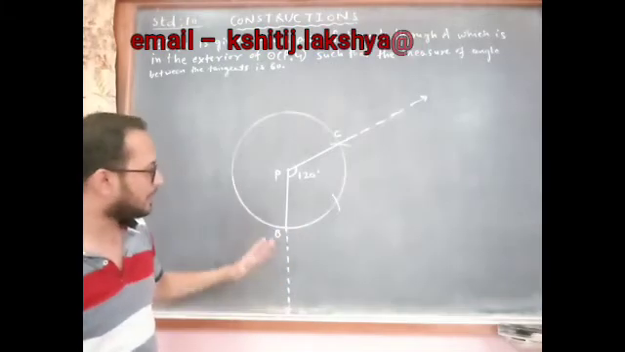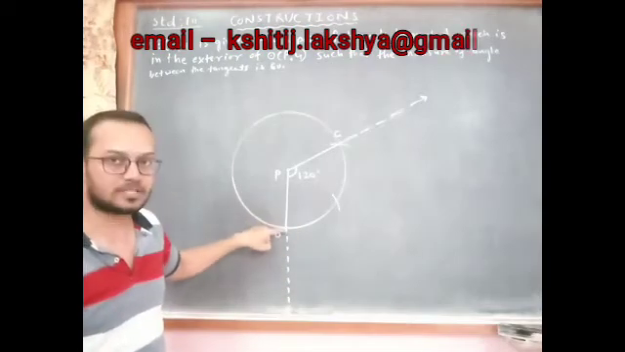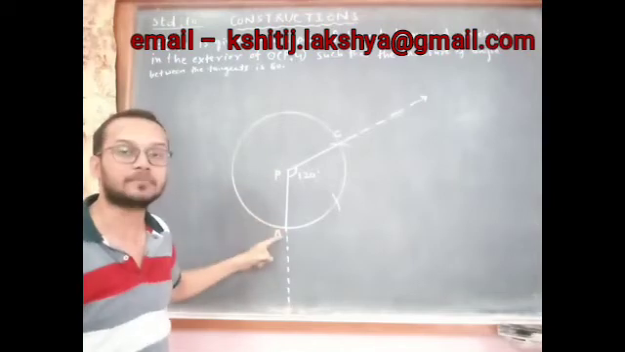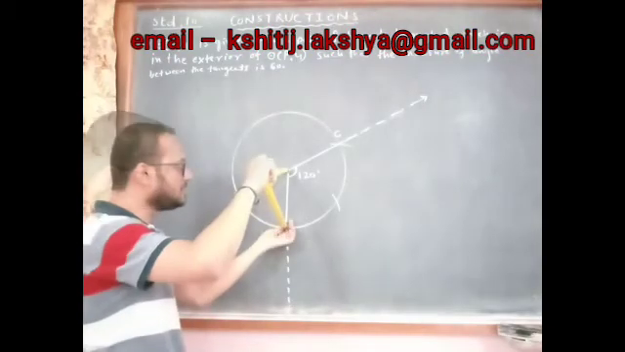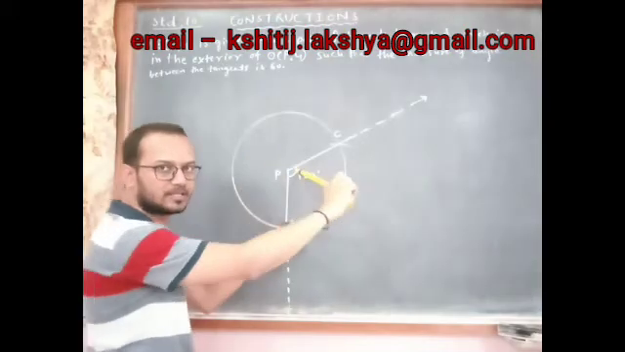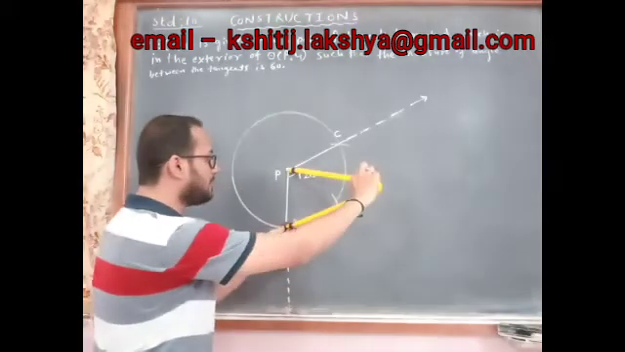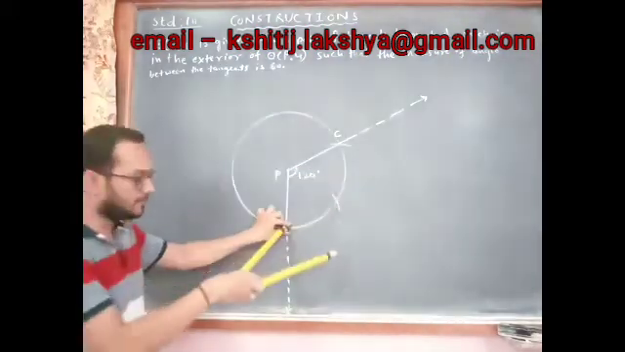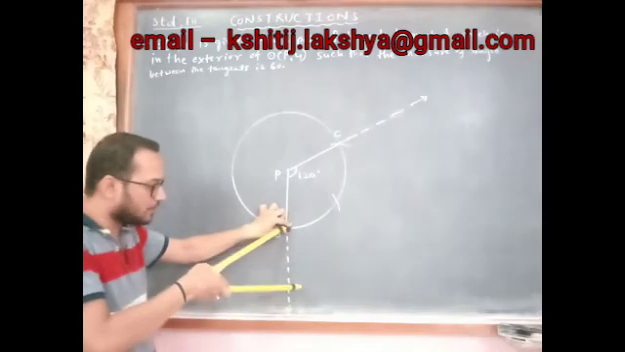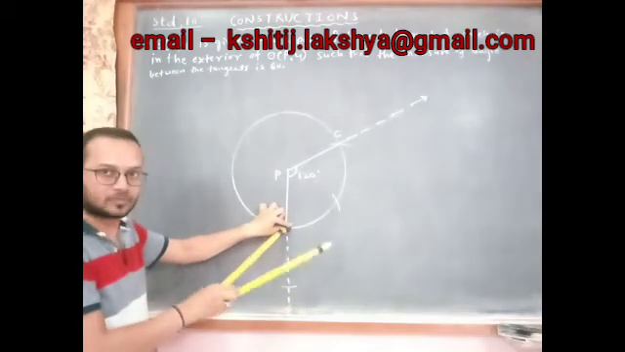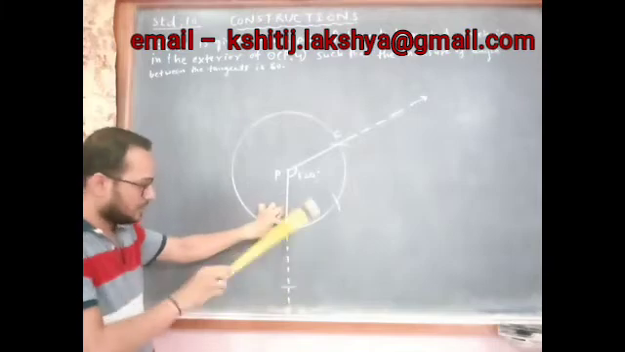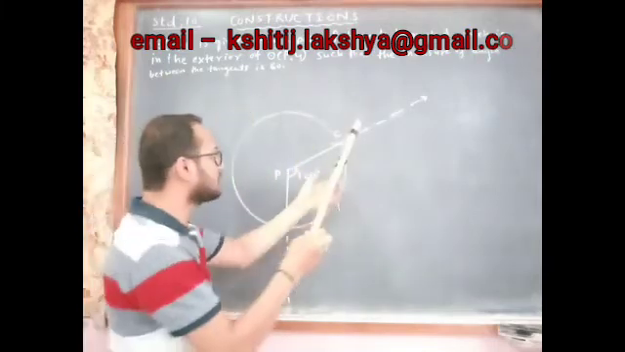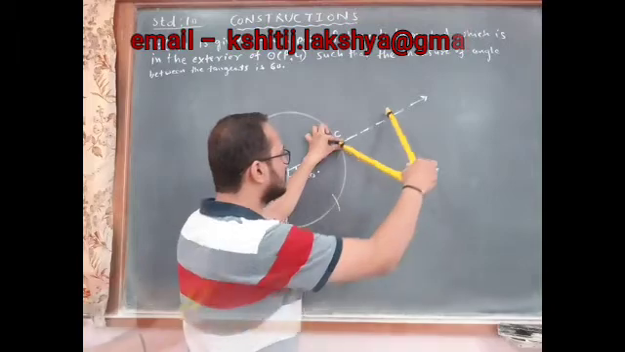Now I have to draw a perpendicular at this point. It should be perpendicular to line segment PB. How can I do it? Keep the radius as it was. It was a 4 cm radius, so we will keep the same. Here we have point P at 4 cm radius, and below we will obtain a point like this. We can obtain this point over here. Now similarly with the same radius obtain a point over here.